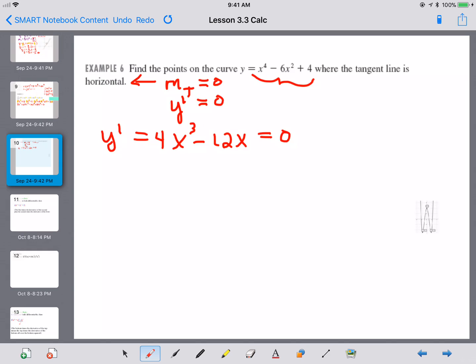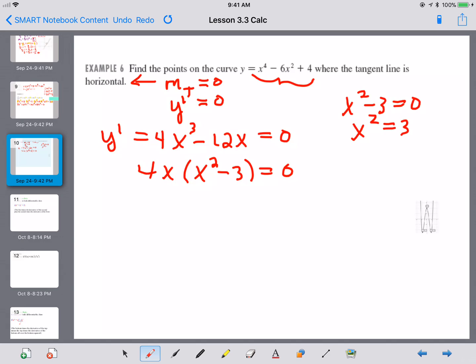Well, to solve that, you can factor out a 4x, leaving us with x squared minus 3 equals 0. We can use our rules for factoring, or you can just set x squared minus 3 equals 0, so x squared equals 3. So x is plus or minus the square root of 3. And then this piece right here gives us that x equals 0. So those are our 3 points where the tangent lines are horizontal.